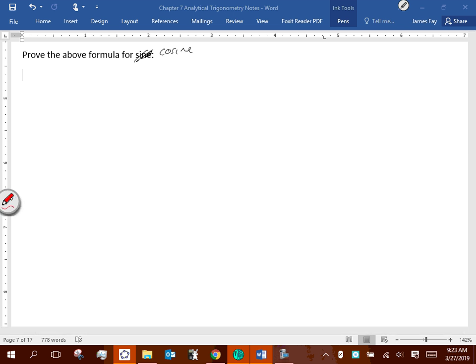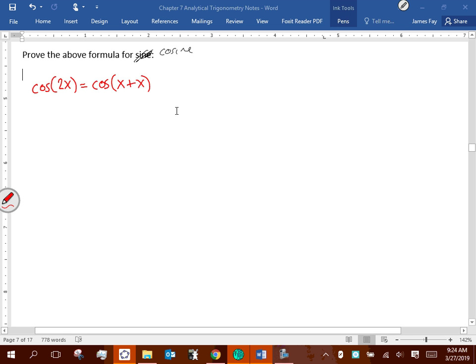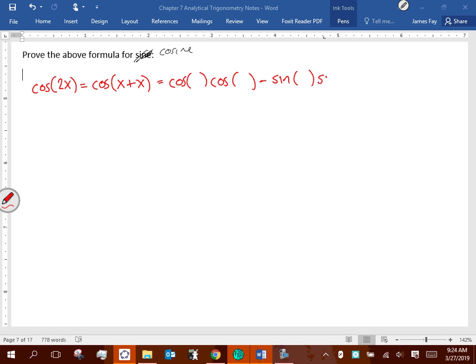All right, so the approach is identical. I'm going to start with cosine of 2x. That's what I'm trying to create a formula for. We know that that is the same as cosine of x plus x. It's the same exact steps we did with the sine, right? Is that a sum formula for cosine? And that turns into cosine of the first angle, cosine of the second angle, opposite sine, and then sine of the first angle, sine of the second angle. Okay? Now the angles are all x.